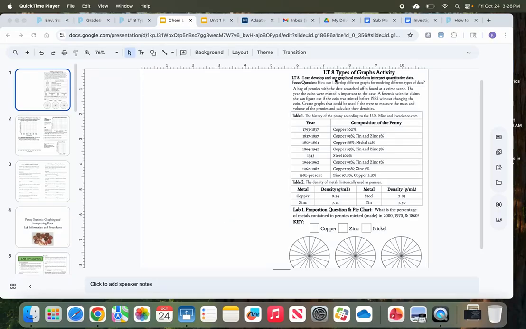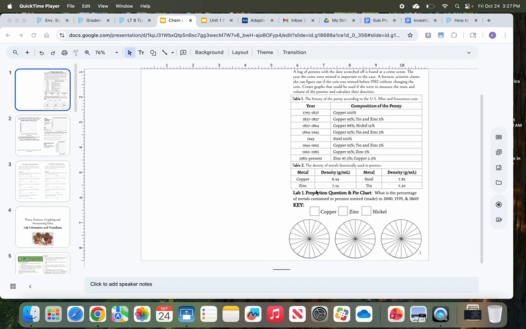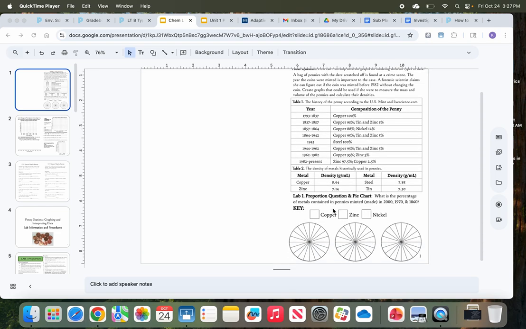So today you're going to do the types of graphs activity. We identified the 5 types of questions last class. So each question has a graph that you will fill in on the lab sheet. This is page 1 of the lab sheet. It has table 1 and table 2, which both have data that you might use in your graphs.